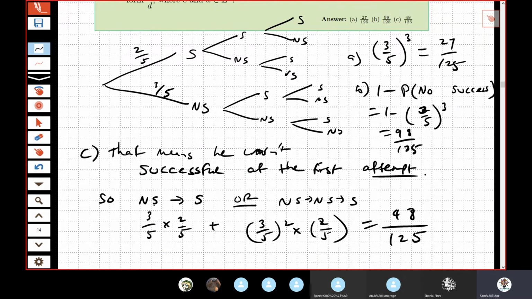So not successful on the first, and then successful, or not successful, and then successful. Not successful times successful, plus, or, and then not successful squared times successful, and that should give you 48 over 125.